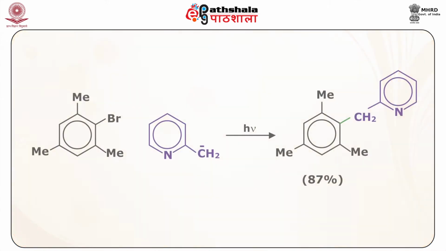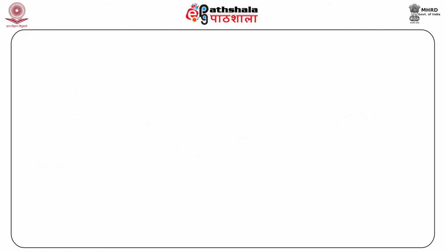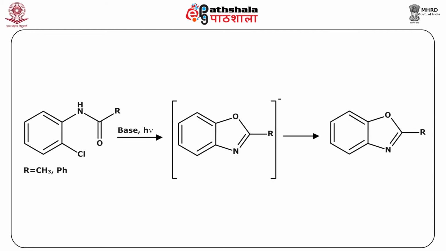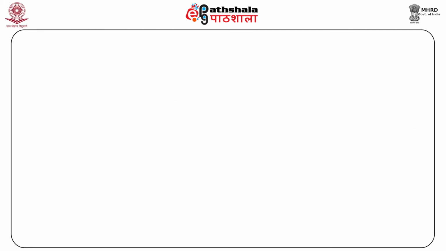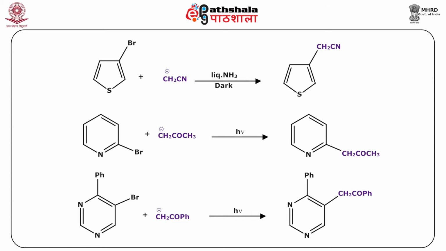A number of aromatic heterocyclic systems undergo reactions via SRN1 mechanisms. Let us see a few examples here. Now you can see that trimethyl benzene substituted with bromine, along with 2-methyl pyridine, gives you this product on photoirradiation in 87% yield. The next example is this one, and there are various examples that we have shown here which are good examples of SRN1 reactions.